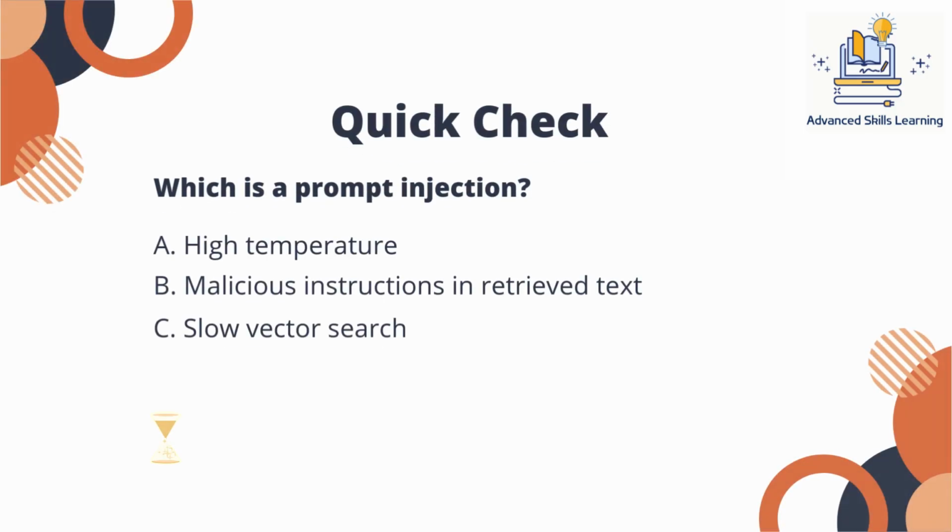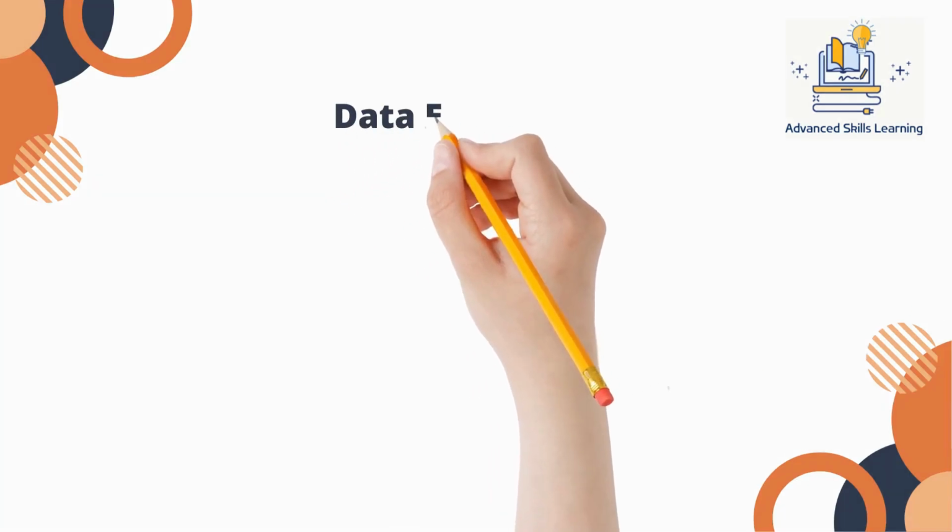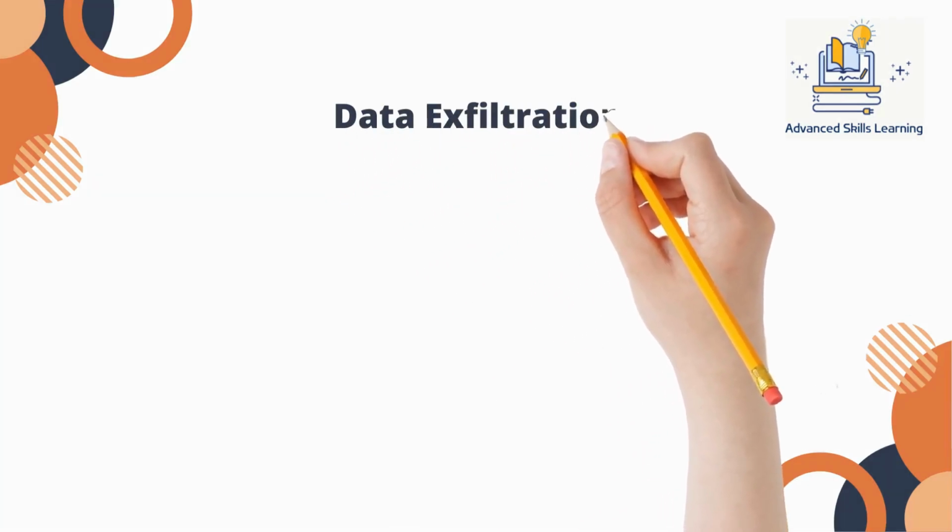Quick check, 2 seconds. Which is a prompt injection? A. High temperature. B. Malicious instructions in retrieved text. C. Slow vector search. Keep your guess. The answer is B. Malicious instructions embedded in retrieved content. That's prompt injection. Next is data exfiltration.